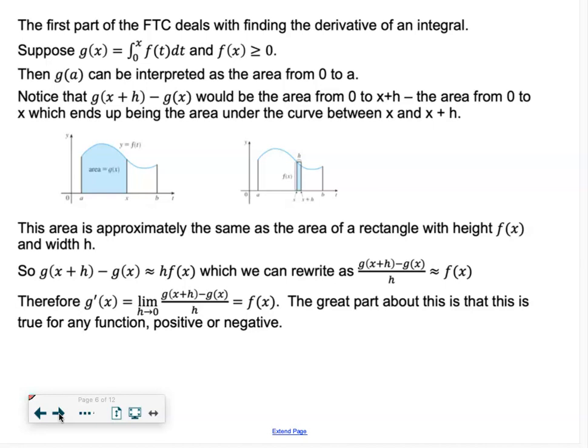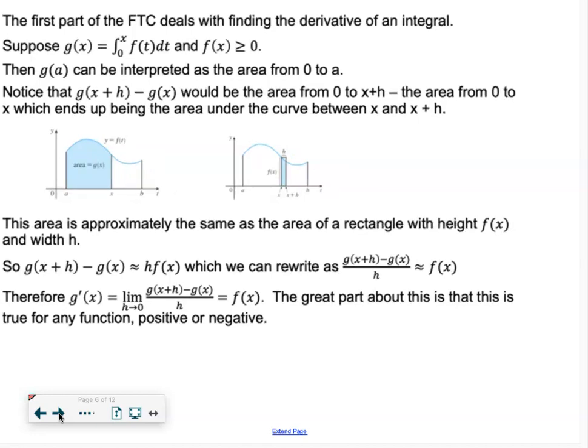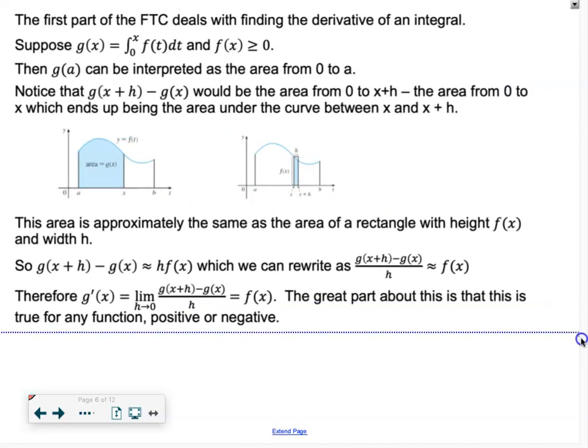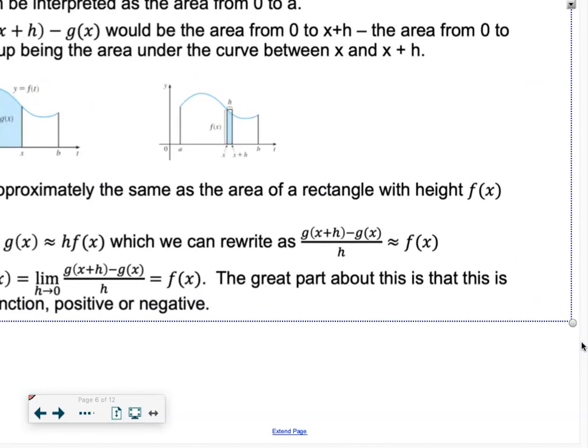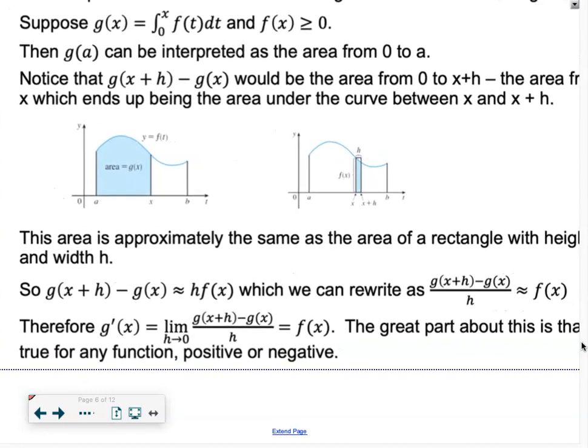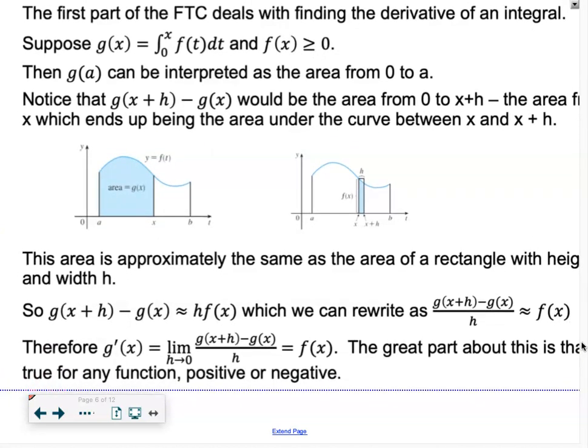All right. So when we start with this, the first thing that we have to notice, and these pictures are kind of small. Here, wait. I'm going to make them bigger, just so you can see the pictures better. All right. Okay. So FTC Part 1 deals with finding the derivative of an integral. So we're going to break it down. We've already established f is your border function, g is your area finding function.